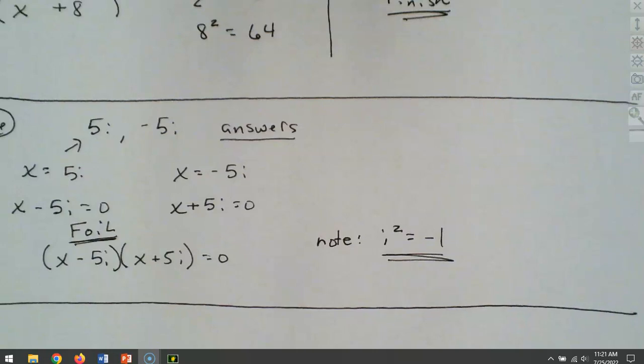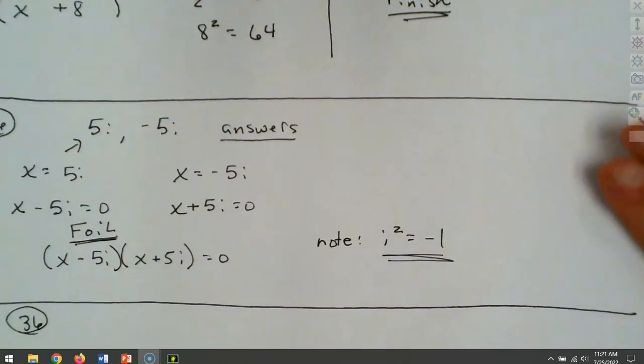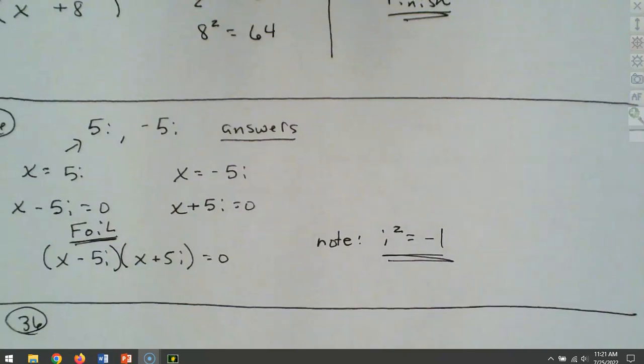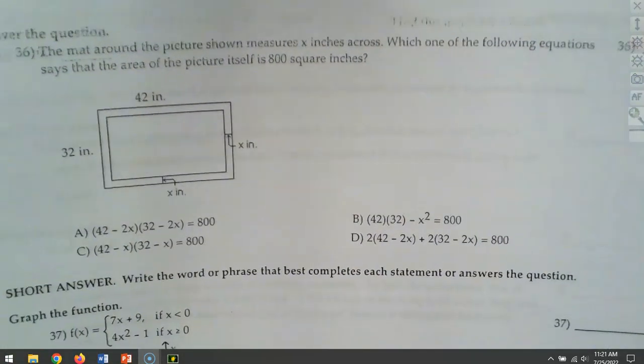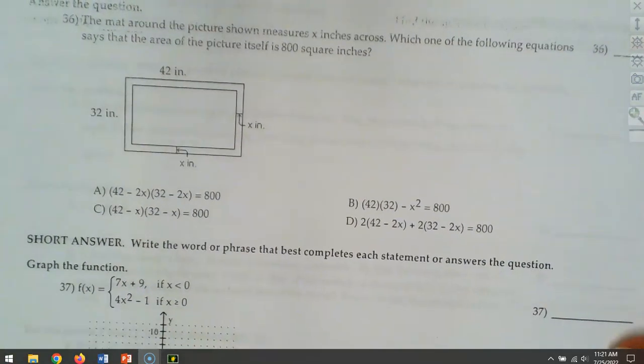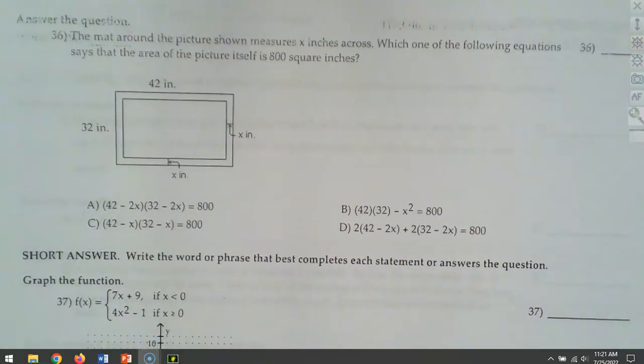Okay, so 36. Make sure I write one here. So we're on our take-home final, and we're going to look at question 36. This is a multiple choice question, and we're going to try to find the area of this picture.